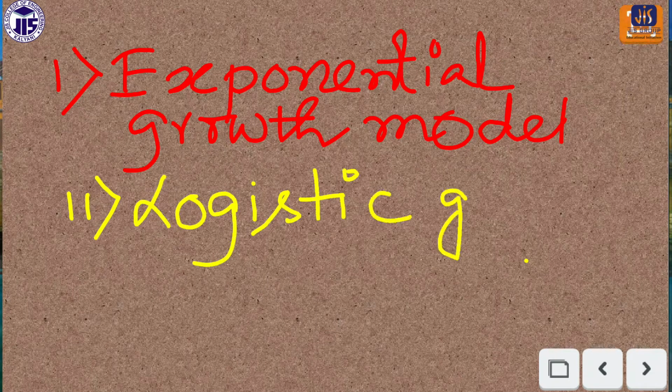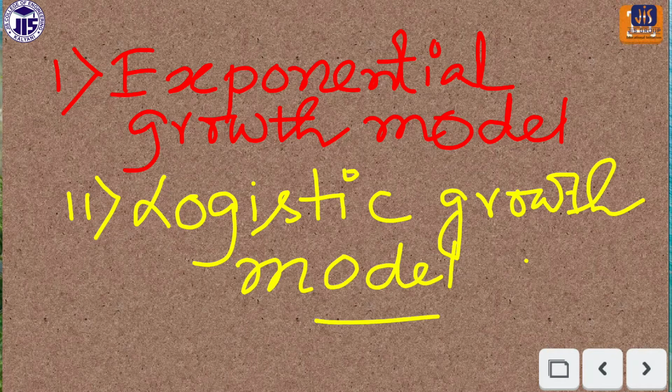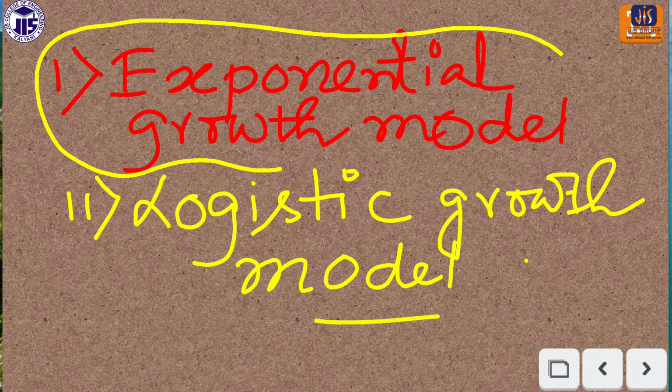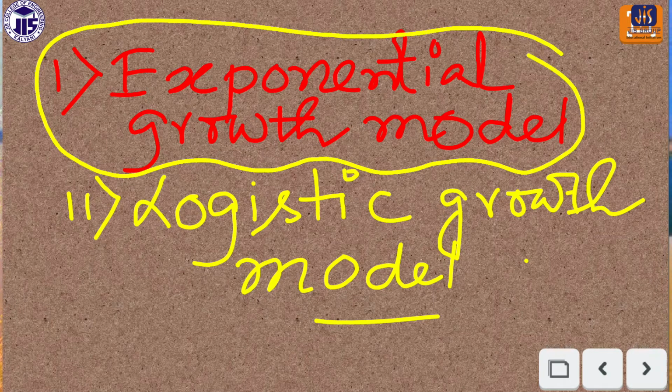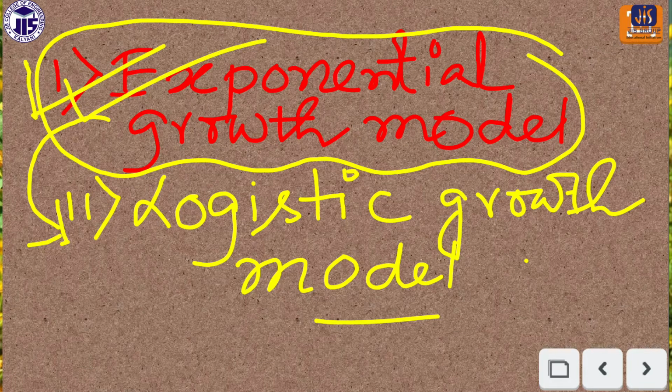So these two models we have to study. First of all, we will discuss the exponential growth model. You know that in this model there are some drawbacks, that means we'll get some kind of error. That's why we have to go to the logistic growth model. But if you do not understand the exponential growth model properly, it will not be possible to understand the logistic growth model. So we have to understand clearly what the exponential growth model is first, then we will move to the logistic growth model.